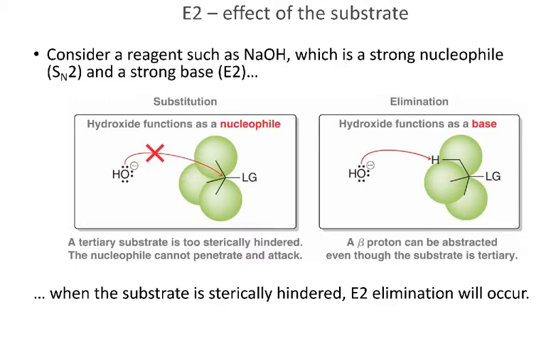It turns out in E2 reactions, the situation is different. When we have a big bulky group, nucleophilic attack is hard because the nucleophile can't get into the carbon. But in elimination reactions, because the base is attacking a hydrogen on a beta position, even if the substrate is sterically hindered at the alpha carbon, as long as the base can get to the hydrogen that's on the beta carbon, the E2 elimination can occur.